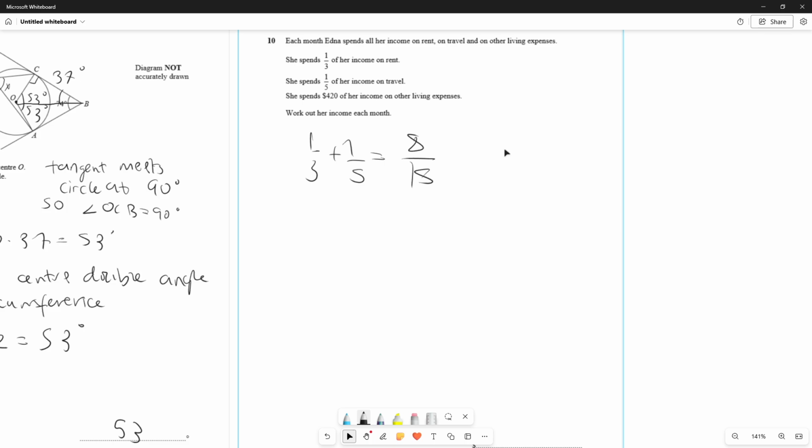So we have 8/15ths. This is how much she spends on travel and rent. If she spends the rest of her income, that means 7/15ths is spent on other living expenses.